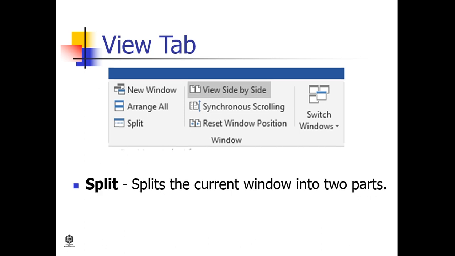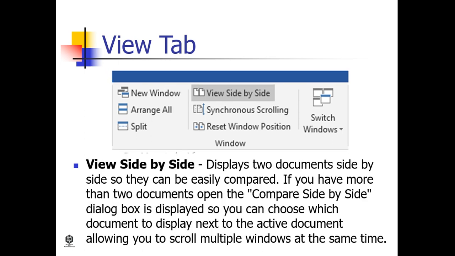Split. It splits the current window into two parts. View side by side. Displays two documents side by side so they can be easily compared. If you have more than two documents open, the Compare Side-by-Side dialog box is displayed so you can choose which document to display next to the active document, allowing you to scroll multiple windows at the same time.